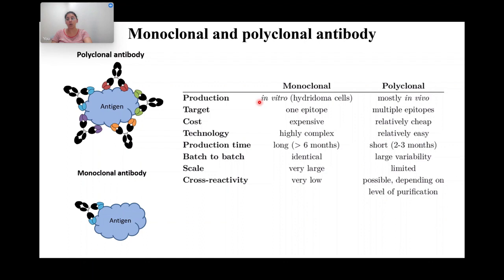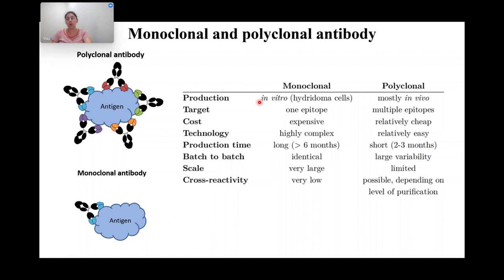And batch to batch, so let's say you have produced antibody at different times or in different batches. For monoclonal antibody, because you're targeting one single region, the variability is very less. All the antibodies are identical, while in the polyclonal there is large variability because there are multiple epitope sites involved. And monoclonal yield can be very large, as we'll see how that happens, while polyclonal is limited.